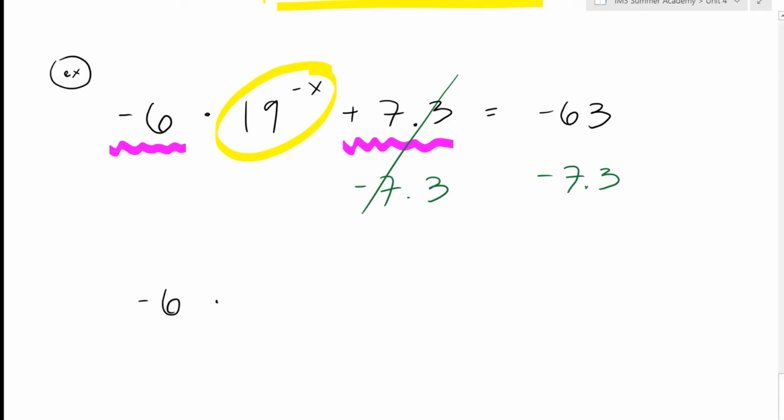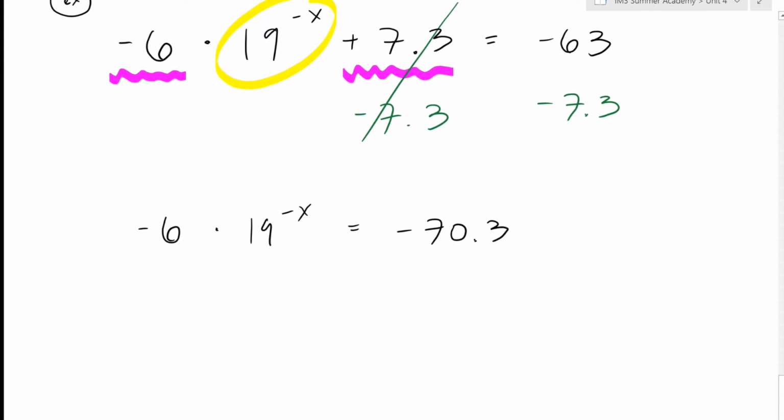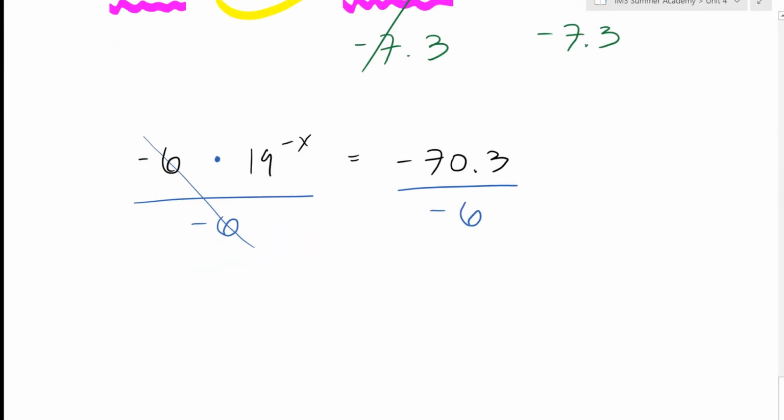So -6 times this 19^(-x) equals -63 minus 7.3, which is -70.3. Now we get rid of that -6. It's attached by multiplying, so we're going to divide it over. We're left with 19 to the power of negative x equals -70.3 divided by negative 6. That's 11.7167.